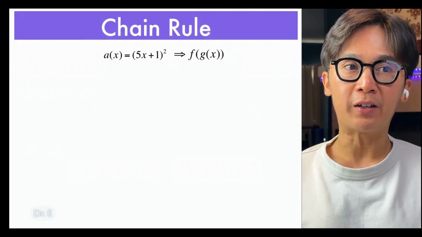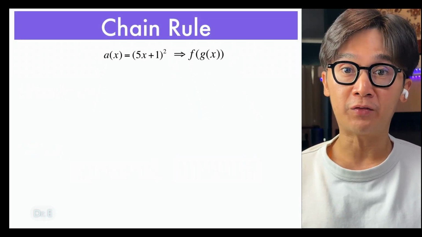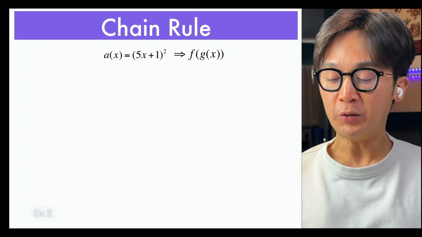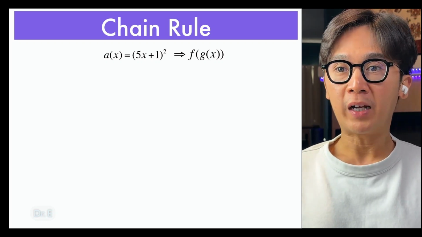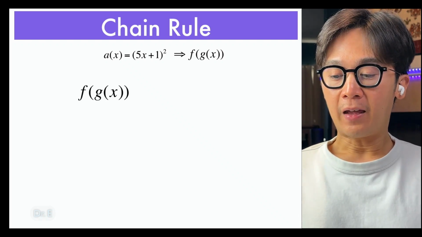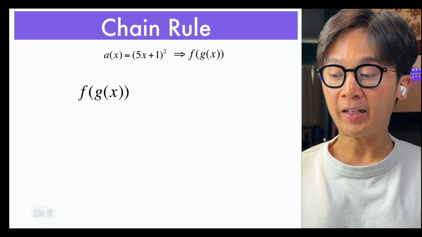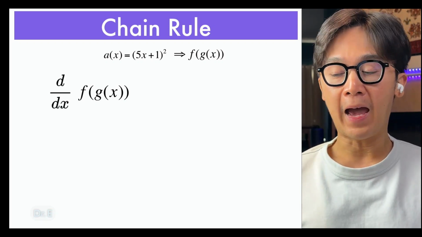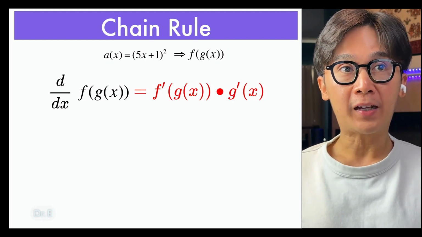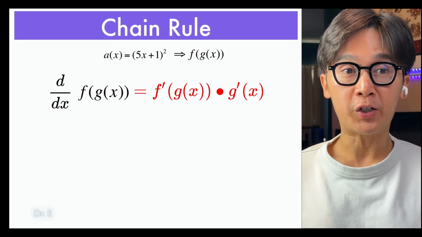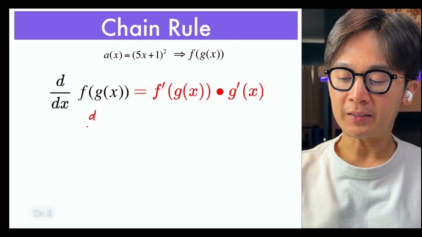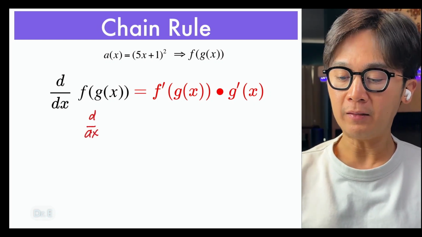So let's proceed and use the chain rule to find the derivative of this composite function, which is 5x plus 1 quantity squared. To do this, we need to recognize which one is our main function and which one is our sub-function. In this case, a of x is an f of g of x composite function, so we need to find the derivative of that. And it's simply the derivative of f of g of x multiplied by the derivative of the inside function, which is g of x. To work this out, we have the d dx. This is how I visualize it at the beginning.